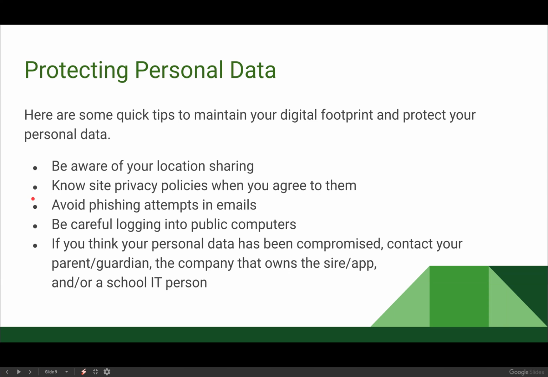When you sign up for a service, read the privacy policies. I know I very rarely actually read privacy policies. I just scroll to the bottom and say, I accept. But who knows what you could be signing away when you do that. So taking a little bit of time, being careful, and reading it can ensure that you know exactly what is being signed away.